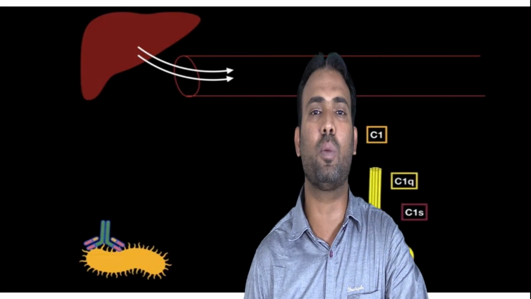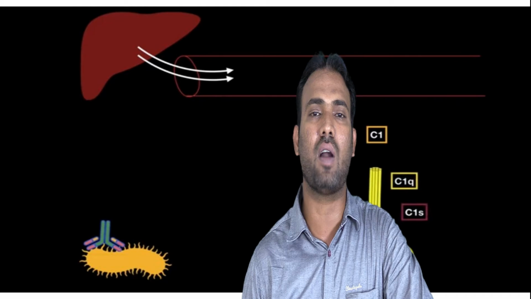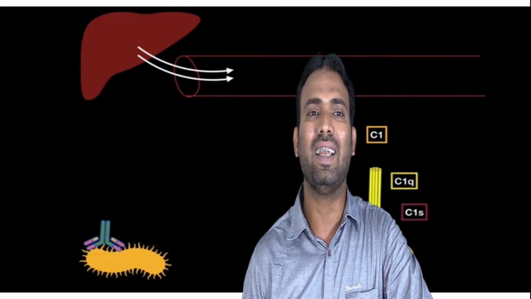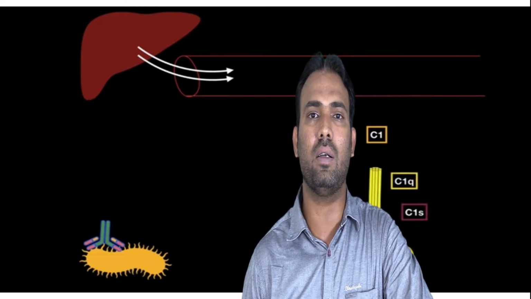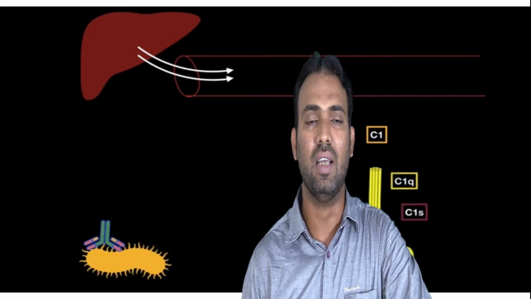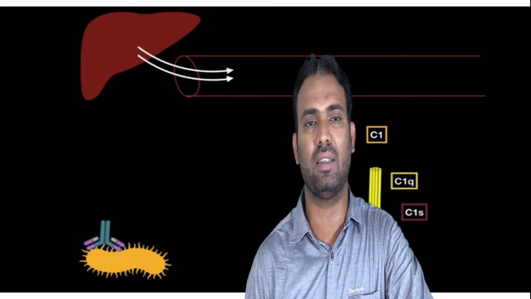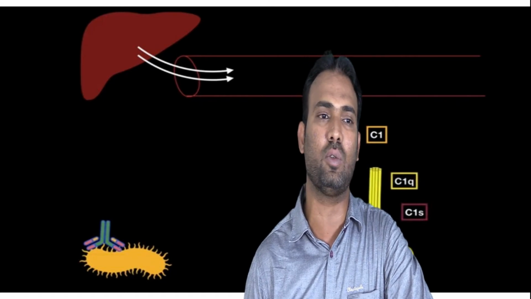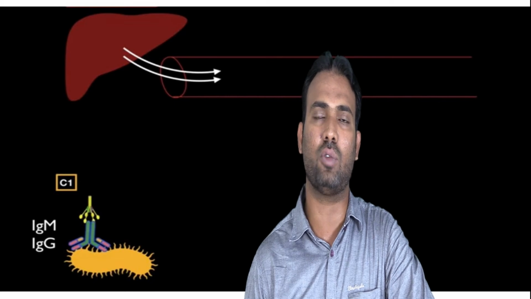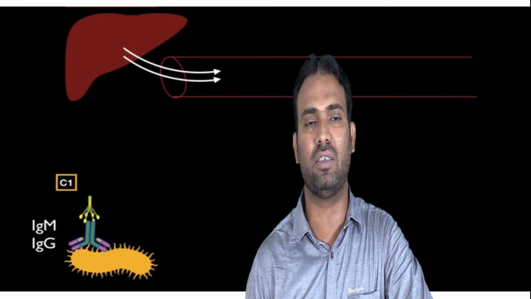Similarly, once the C4B is attached, it will call for C2. That C2 is called through the enzyme known as a C2 convertase. Once that enzyme is created, the C2 will enter that pathway. C2 also has two parts, the C2A and C2B.